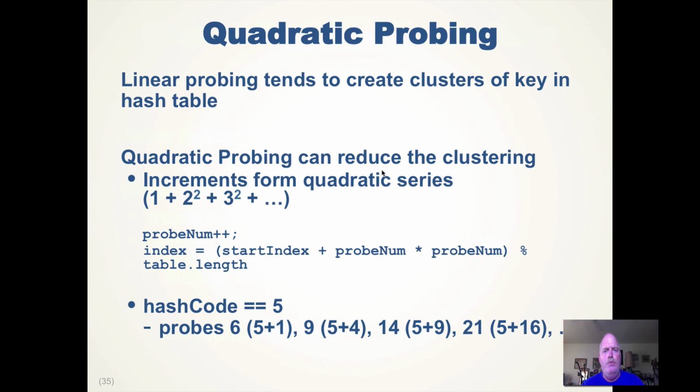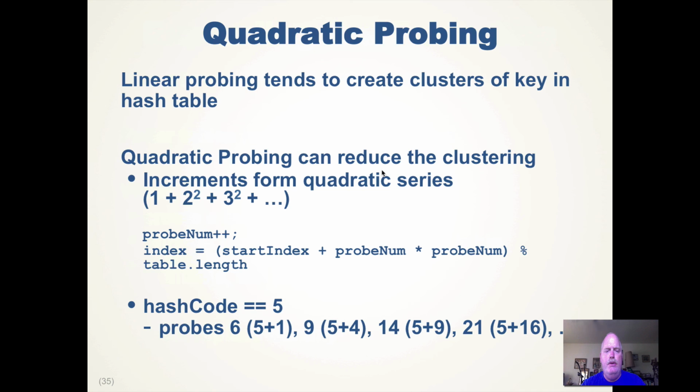A second way of doing the probing is to do quadratic probing. Basically, linear probing tends to create clusters of keys in the hash table. Because we increment by 1, if you run into something, you go to the next one, and eventually you find the next open spot. That causes a cluster of filled-in values, which then causes you to continue to probe, and it can lead to chains, which makes it a little bit slow. So quadratic probing could reduce the clustering because we use a quadratic series to do our increment.